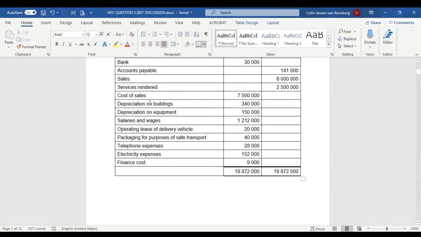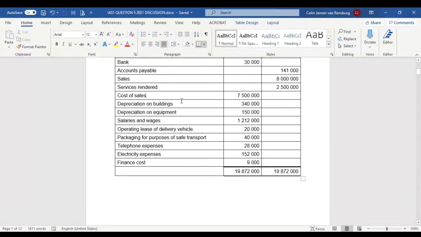So let us go to the next ones there. That is already a cost function. Perhaps we can start drawing up the statement of comprehensive income later on. But you know that cost of sales, that cost function, is a disclosable item that is going to be on the face of our statement of comprehensive income. So later on, when we draw it up, we're going to use that figure.